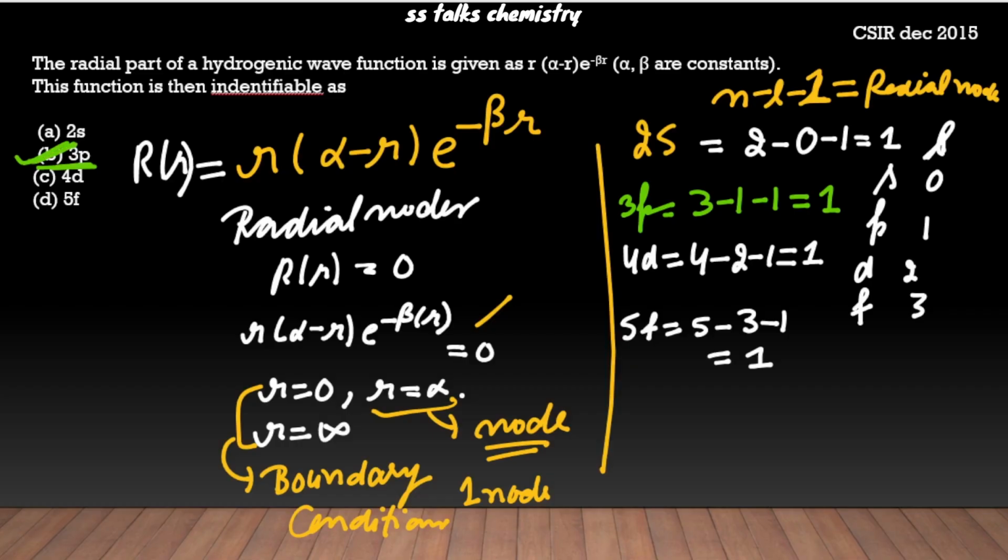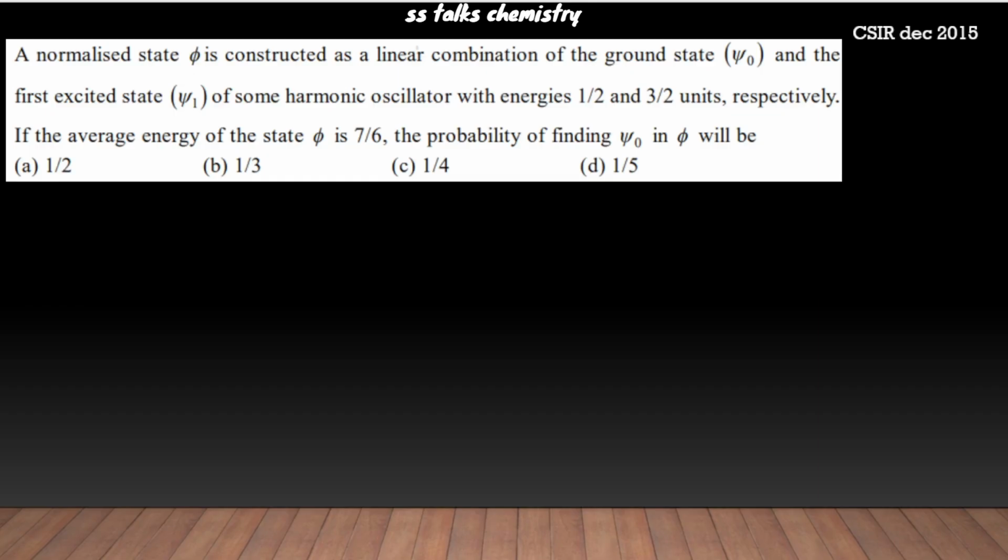Okay. Next, the normalized state φ is constructed by a linear combination of the ground state ψ₀ and the excited state ψ₁ of a simple harmonic oscillator with energy values of 1 and 3/2 units respectively. So what they are saying is that the φ value is constructed from a linear combination of these wave functions, ψ₀ and ψ₁.